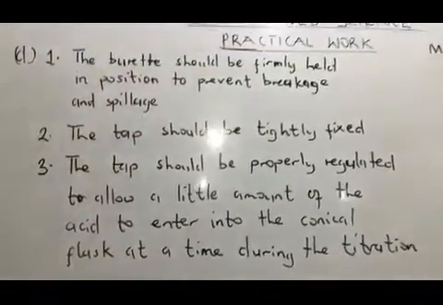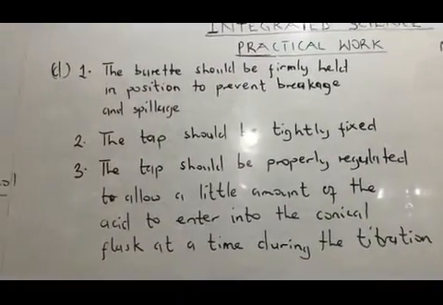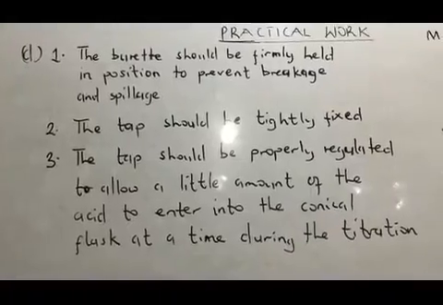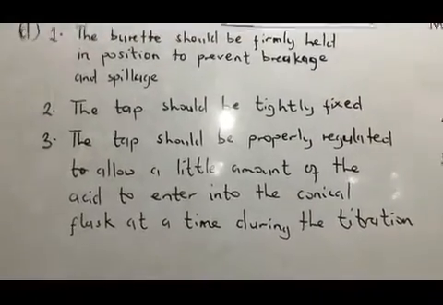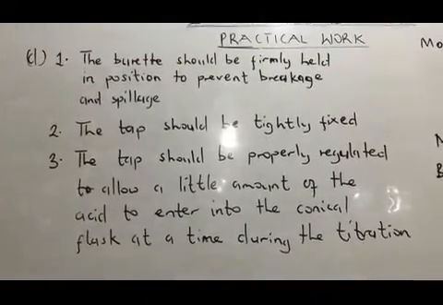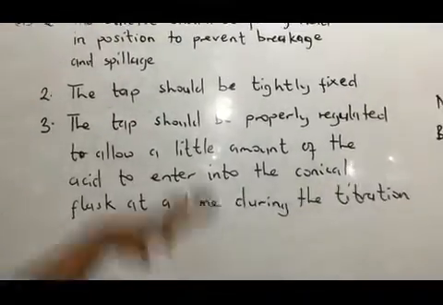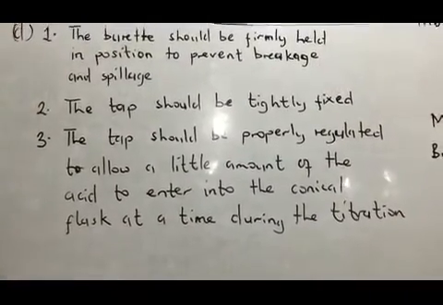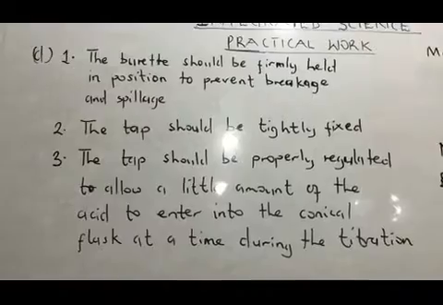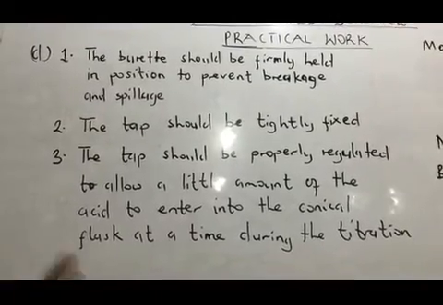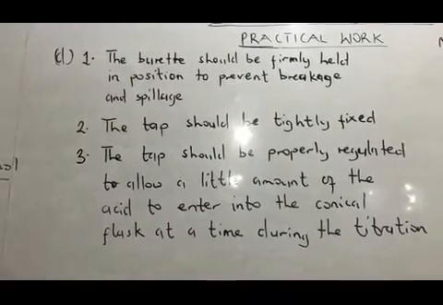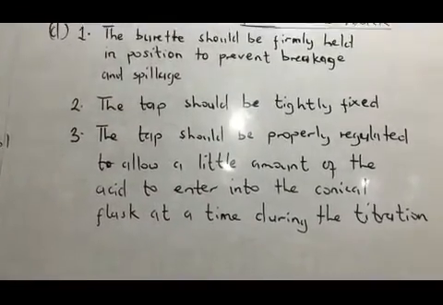The tap should be properly regulated to allow a little amount of the acid to enter into the conical flask at a time during the titration. If you just open the tap and all the acid drains into the conical flask, you miss the end point. So you have to make sure that a little acid is allowed into the conical flask during the titration.